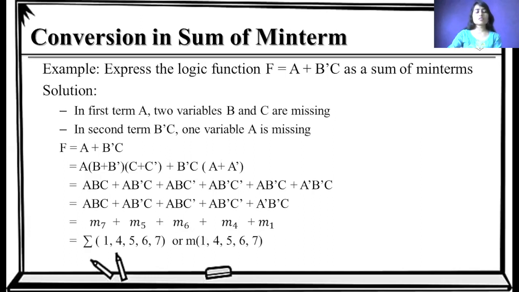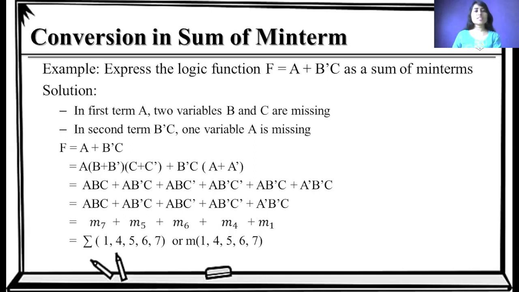Now we can write this as a summation, because here we add all these terms: summation of 1, 4, 5, 6, 7. Here we have the answer form. So we can write this as a summation of 1, 4, 5, 6, 7, or simply small m for min term, small m 1, 4, 5, 6, 7. This function is represented in sum of min term form, and this form is also known as canonical form. So this is how we can represent any logical function in canonical form.